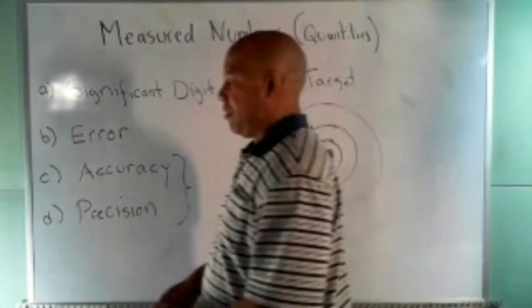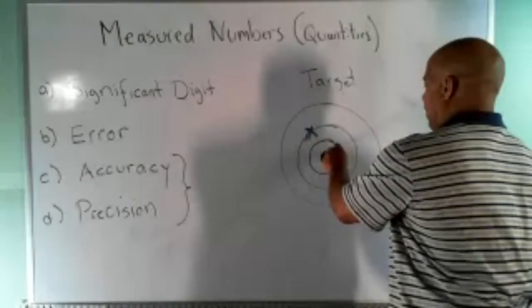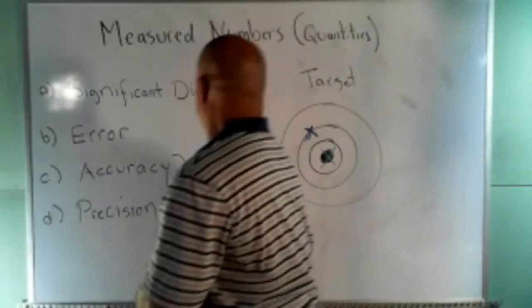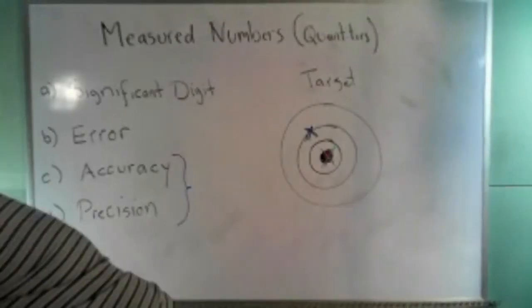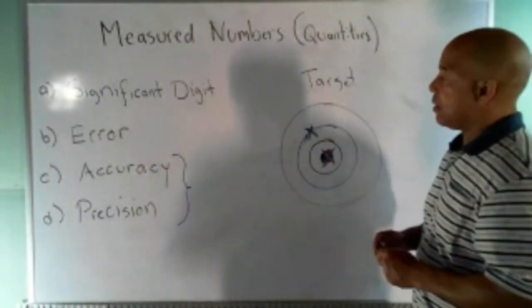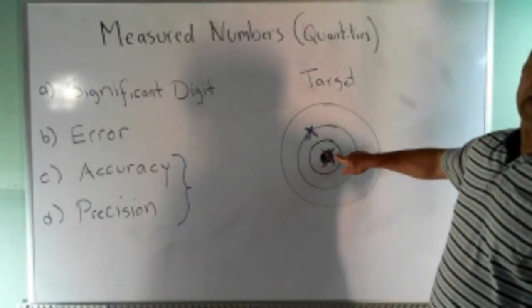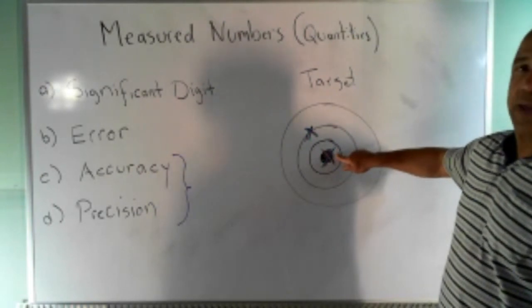So let's say they do it again. They throw the green one, and this time they hit right here. They throw the red one, and this time they hit right here. And finally they throw the blue one, and they hit right here. Now what would you say about it? Well, they're accurate because they hit the actual value, and they're also precise, because they hit the same value over and over again.